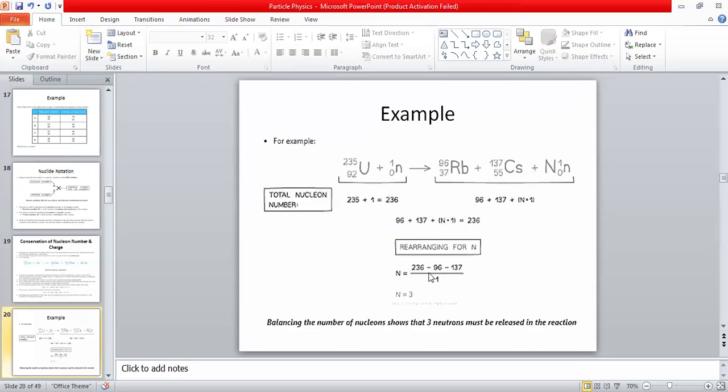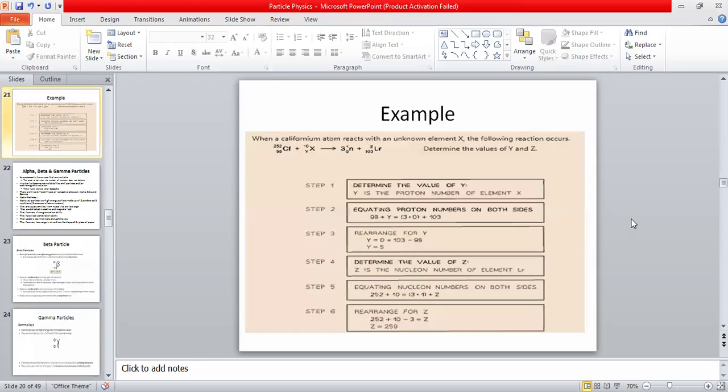To find the value of n, we will be doing 236 minus 96 minus 137, whole divided by 1. So how many neutrons are produced in this whole reaction? The number of neutrons produced is 3. So 3 neutrons are present, right? Moving onwards, there's another example.